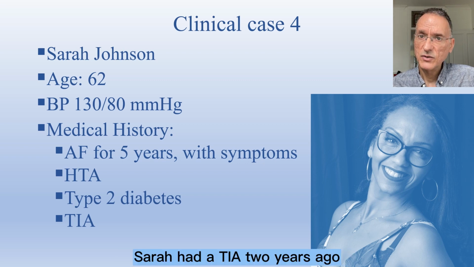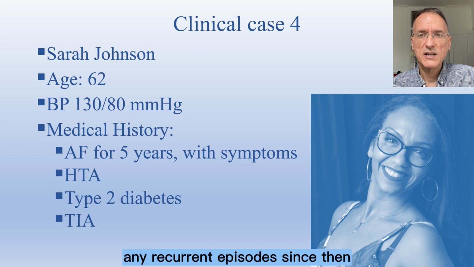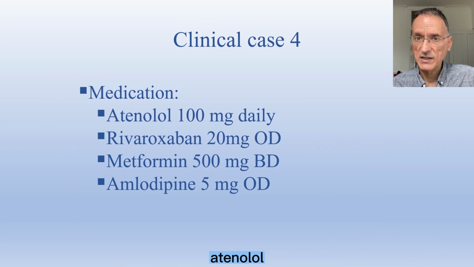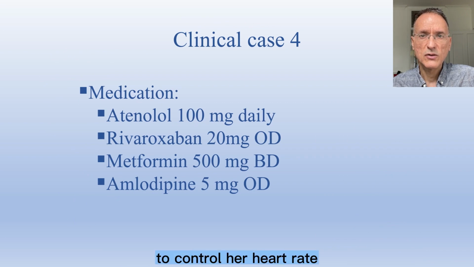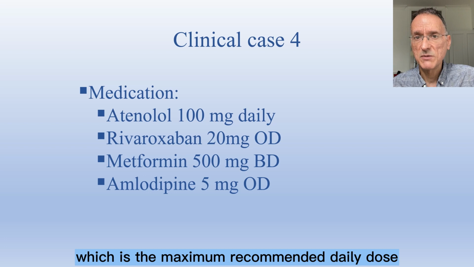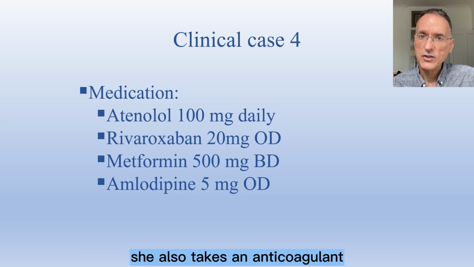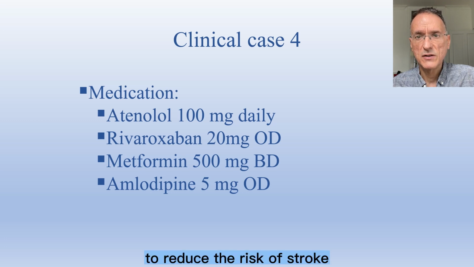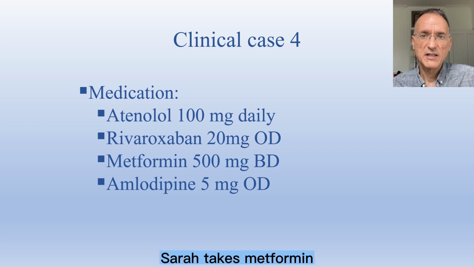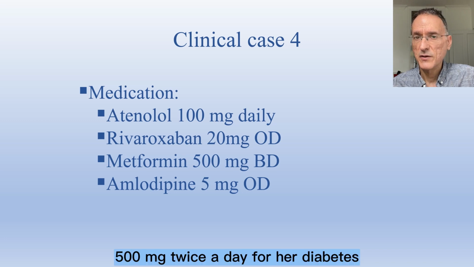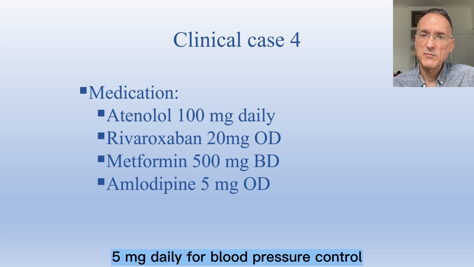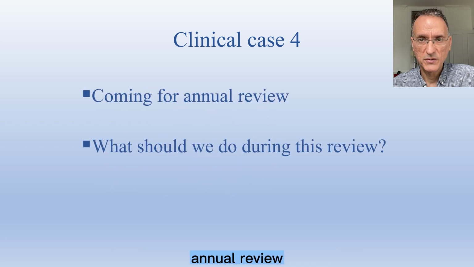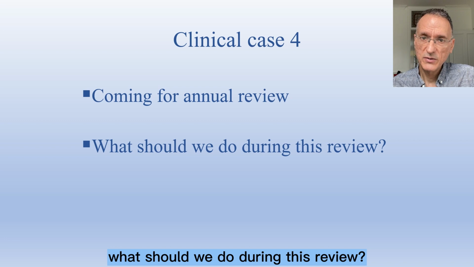Sarah had a TIA 2 years ago but has not experienced any recurrent episodes since then. Her medication includes a beta blocker, atenolol 100 mg daily to control her heart rate, which is the maximum recommended daily dose. She also takes an anticoagulant, rivaroxaban 20 mg daily to reduce the risk of stroke. In addition, Sarah takes metformin 500 mg twice a day for her diabetes and amlodipine 5 mg daily for blood pressure control. She comes to see you for her annual review. What should we do during this review?